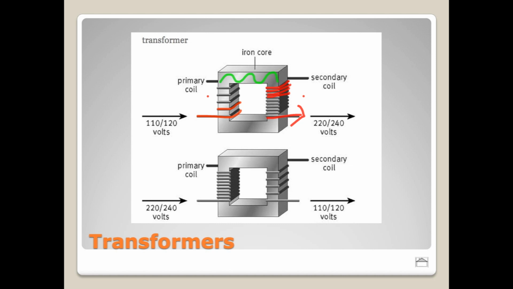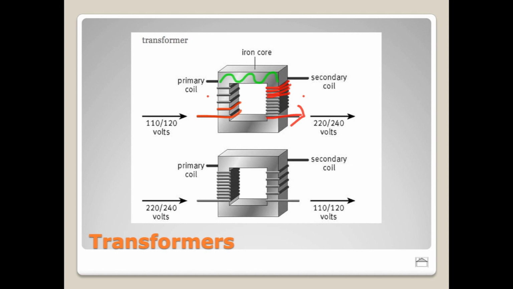Again, remember, the coil of wire is completely insulated. The core is insulated. The secondary coil over here is also insulated. So there's no electricity flowing. It is purely magnetism that is creating this process.